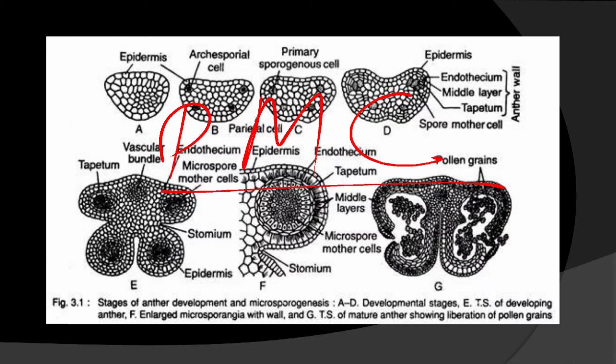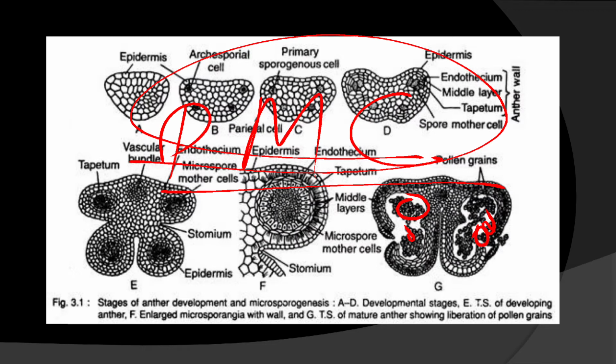Then these microspore mother cells will form microspores. Microspores then form pollen grains. I am repeating it again. Sporogenous tissue has the potential to behave as pollen mother cell. These pollen mother cells or microspore mother cells give rise to microspores. Microspores then get separated and form pollen grains.